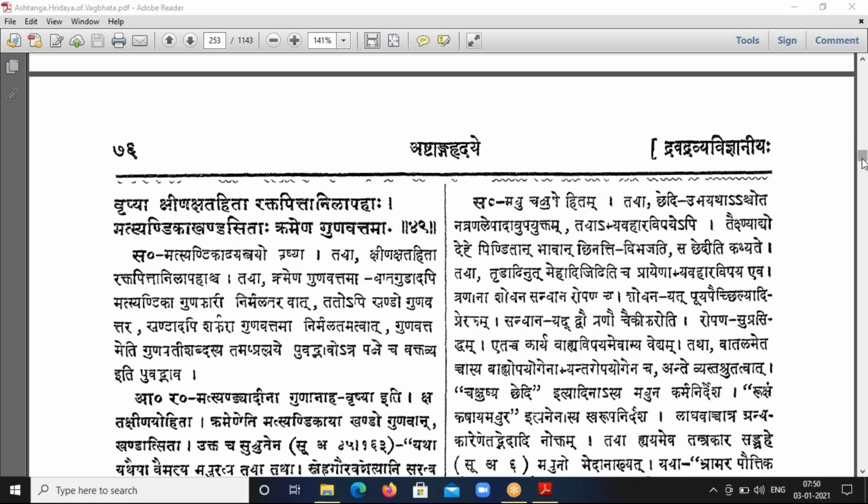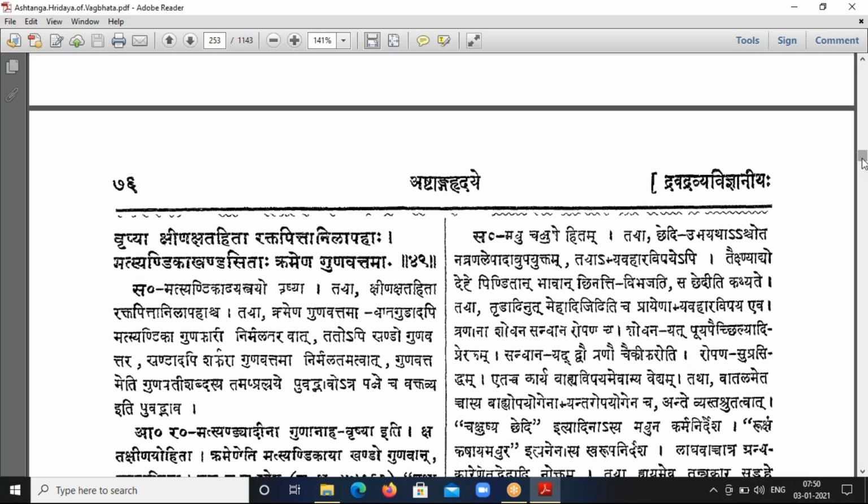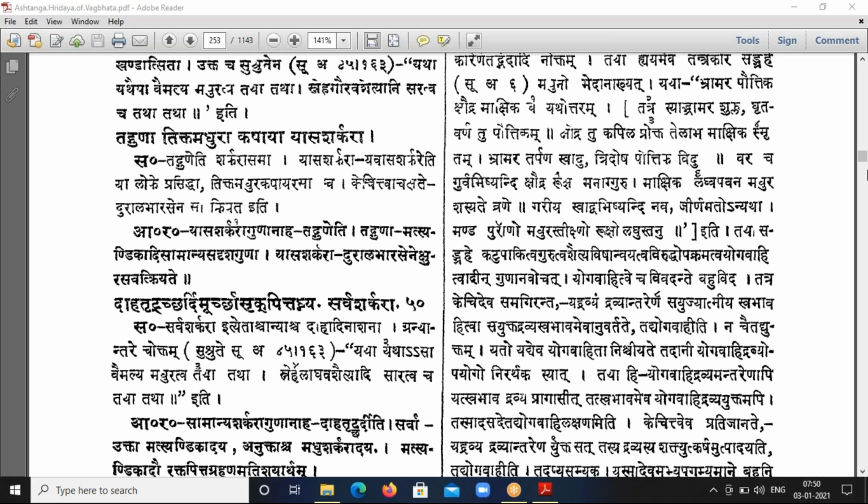Then we find another contextually relevant line here, that is about Yasha Sharkara. Tadguna Tikta Madhura Kashaya Yasha Sharkara, or Yasa Sharkara, is the Sharkara made out of Yasham. Even among the ancient commentators, there is no very strict or fine consensus about what this product is. But generally, it is accepted that it is made from Duralabha rasa, like Ikshurasa. That is what Yasha Sharkara is.